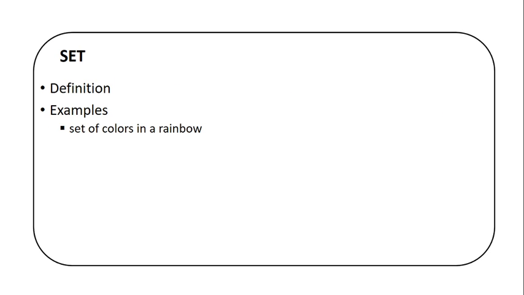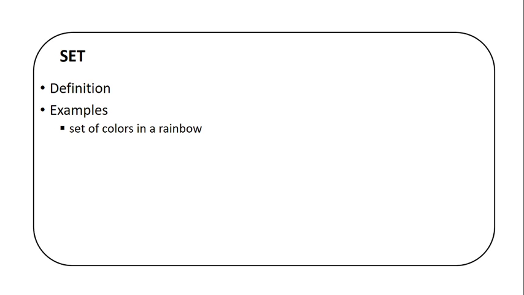Let us define a set. A set is an unordered collection of distinct objects. The objects of the set are called elements of the set. It is usually denoted by a capital letter and the element of the set is denoted by a small letter.